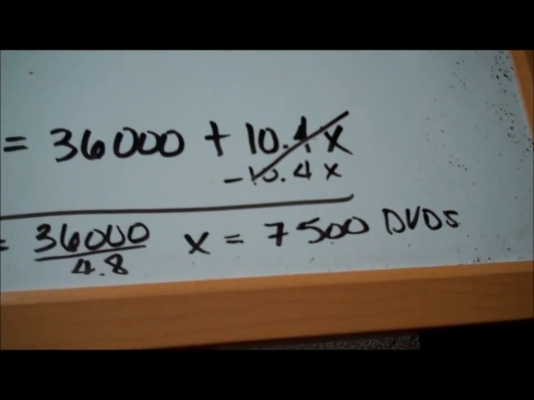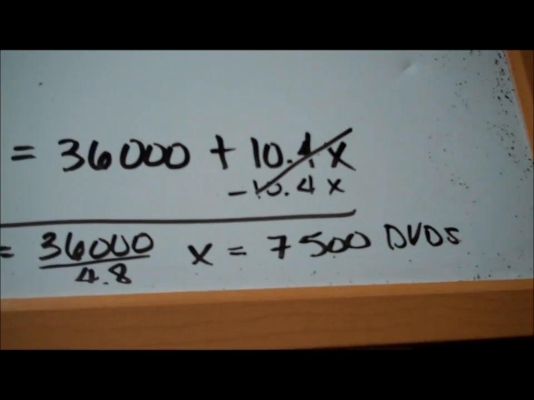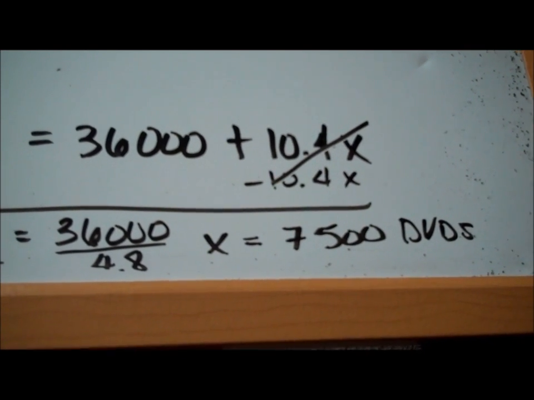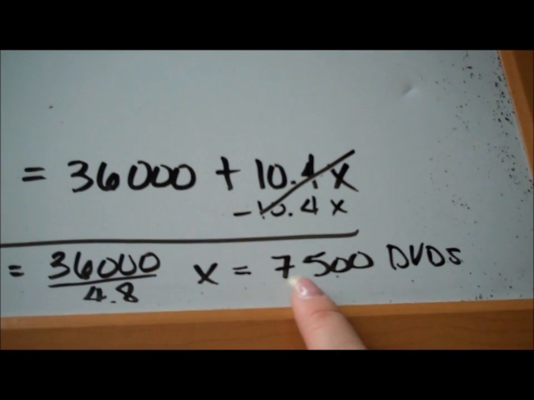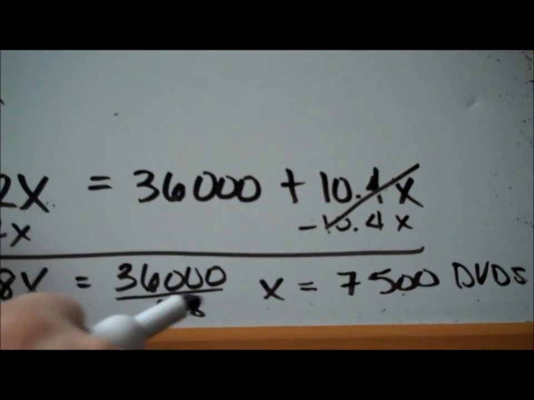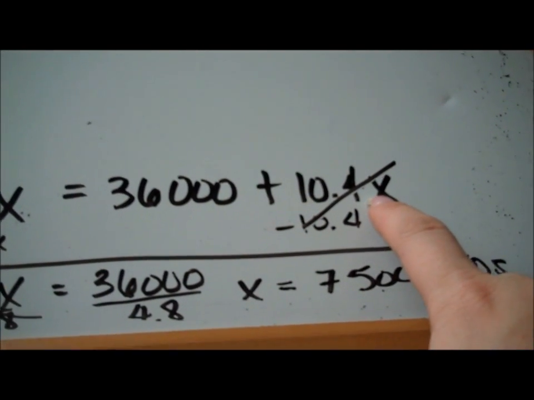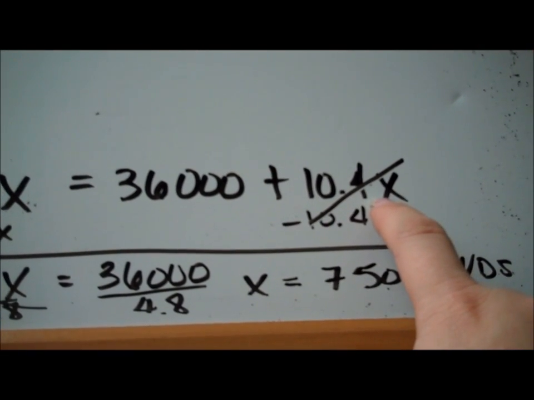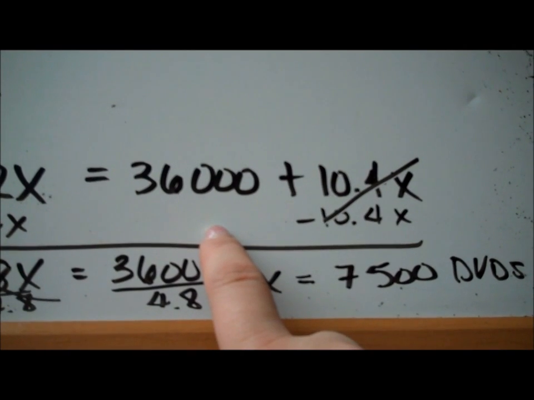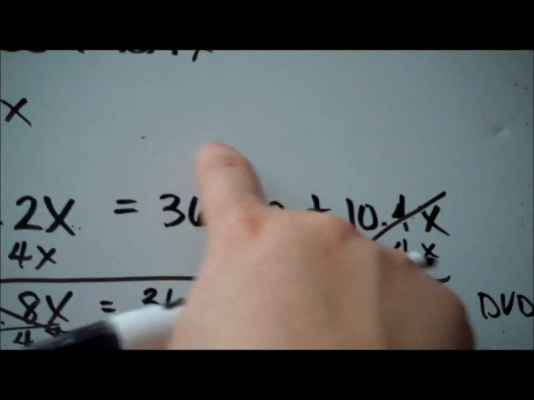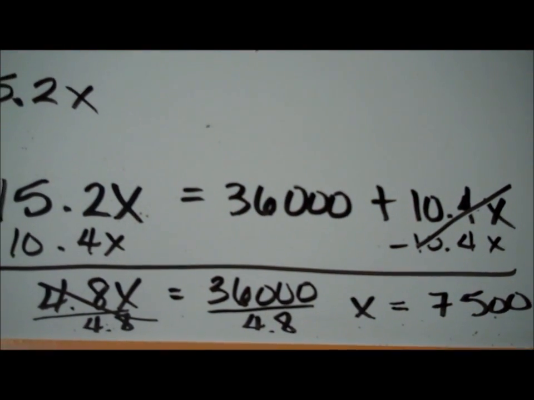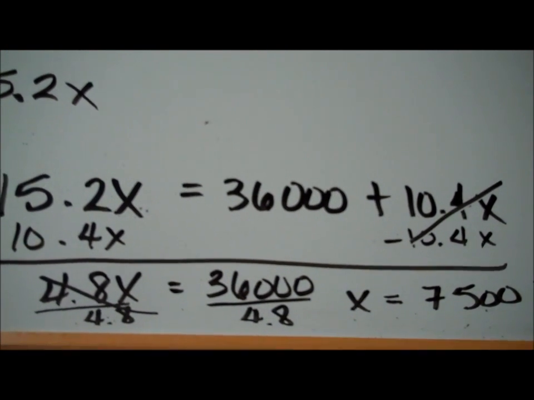You should check your work, always on a test, especially in a test. If you've got extra time to check your work, please check your work. So you're going to stick 7,500 in here, multiply it by 15.2. It'll give you a number. Then you're going to take the 7,500, multiply it by 10.4, and add $36,000 to it, and you should get the same answer on both sides, so that you make sure that that is the correct solution.